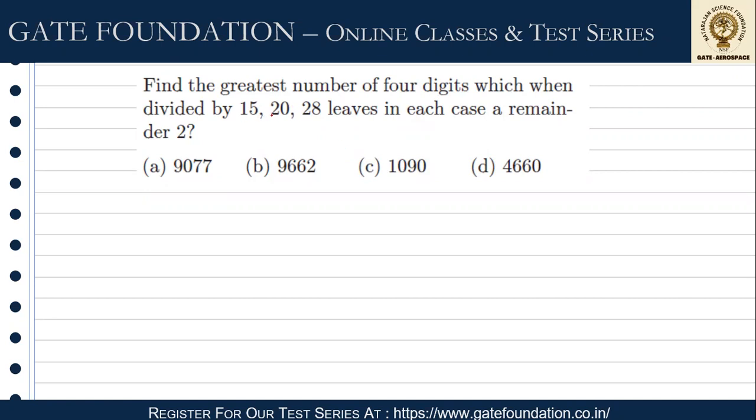Okay, yes, so 15, 20, and 28. Whenever a number is going to be divided by 15, 20, 28, the first thing you'll do is find out the LCM. So you'll find out the LCM of 15, 20, and 28. Although it may sound like we are doing it like school students, that is the best way to find out the LCM.